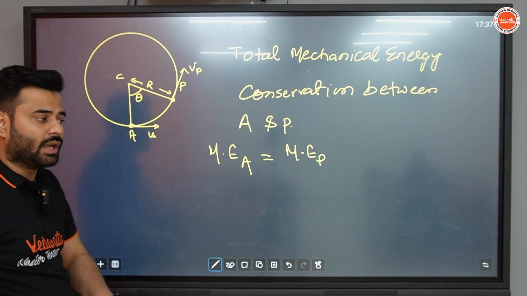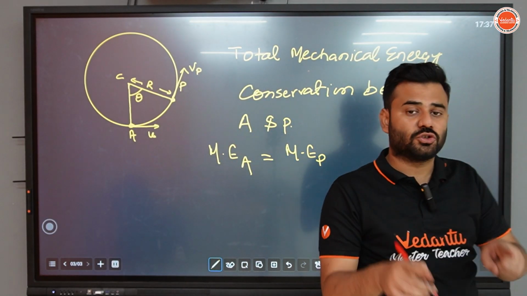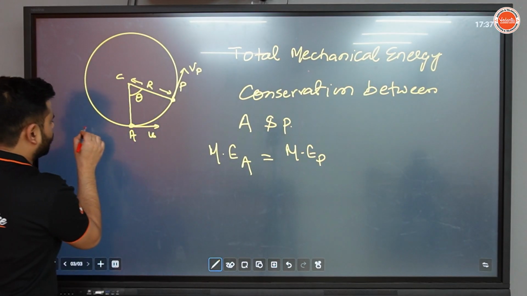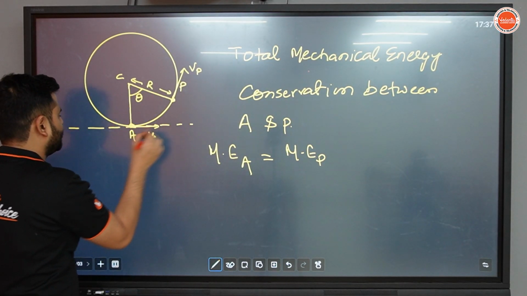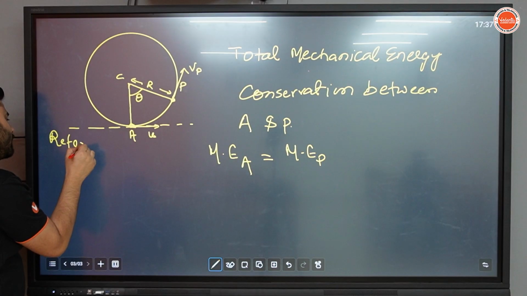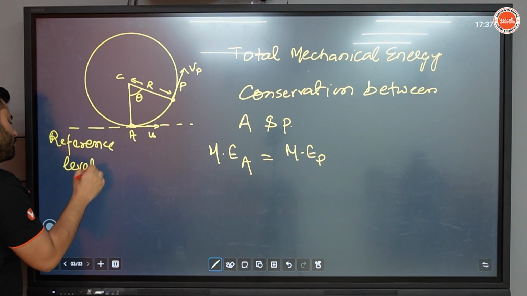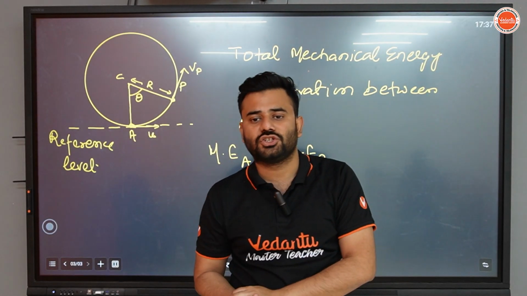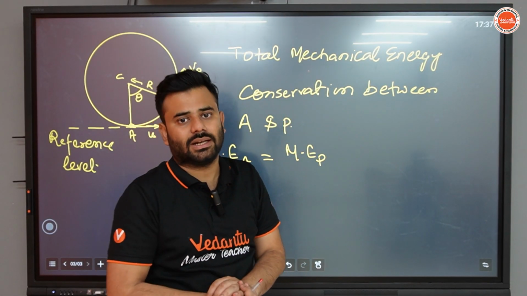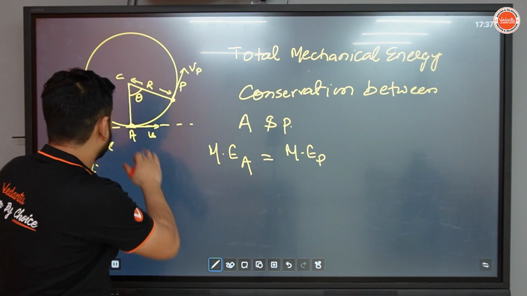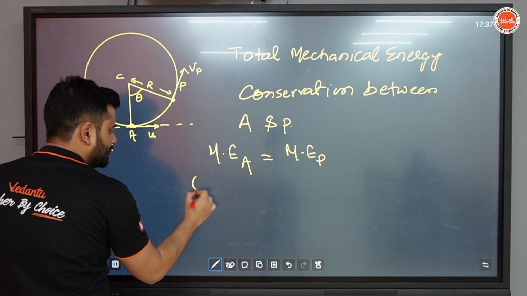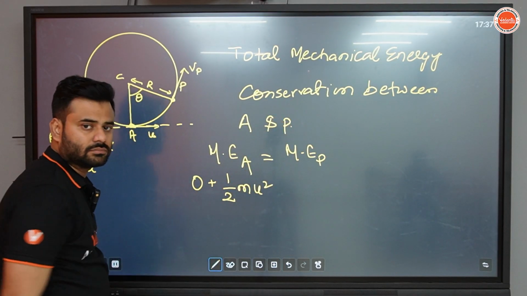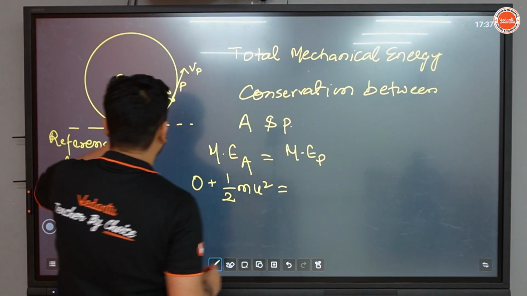Let's try to write down. Whenever we apply energy conservation, students, you should also understand that we have to take a reference level. Let's take this point as a reference level. Reference level means what? It is the level where we have assumed the potential energy to be zero. It is assumed until and unless stated otherwise. So if potential energy at A is zero, what is the kinetic energy at A? Half m u square. This is equal to the mechanical energy at P.